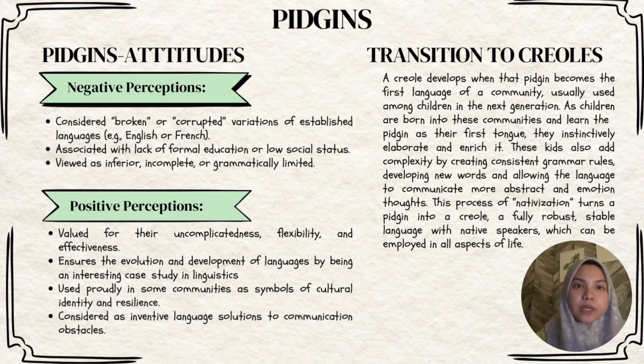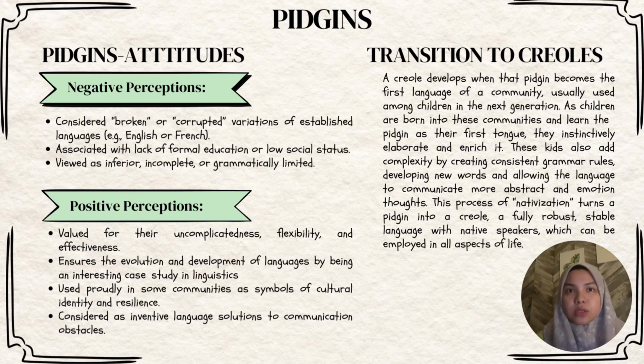So, what happens when a pidgin becomes more than just a simple tool for communications? A creole develops when a pidgin turns into the first language of a community, especially when it starts being used among children in the next generations. As these children are born into pidgin-speaking communities, they learn the pidgin as their mother tongue, but they don't just copy it, they naturally begin to elaborate and enrich the language. So these kids add complexity by creating consistent grammar rules, inventing new words, and expanding the language's ability to express abstract ideas and emotional thoughts.